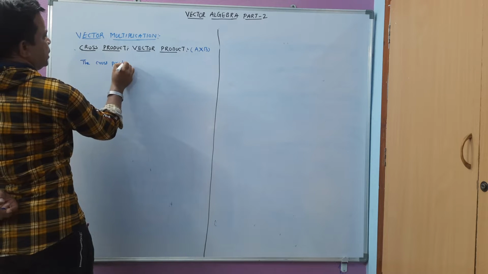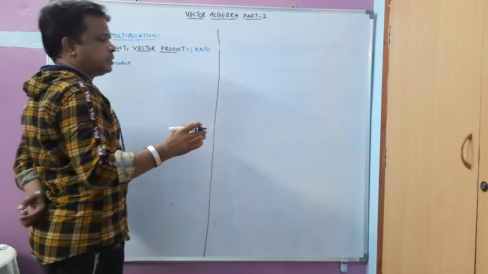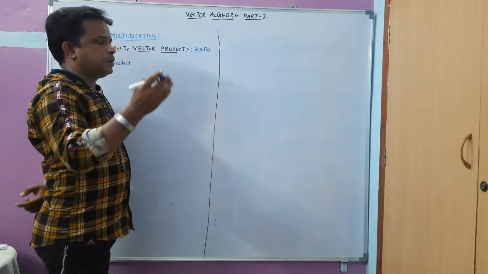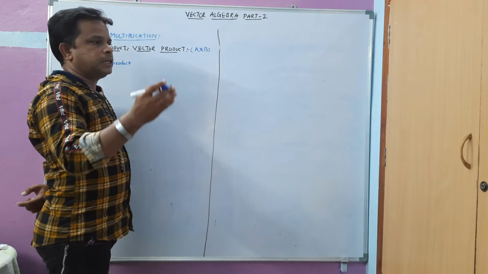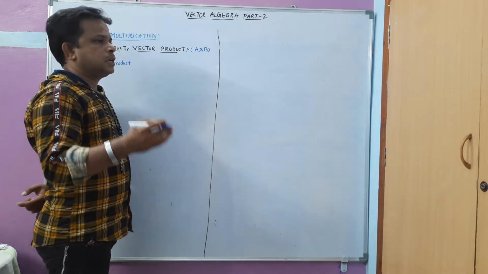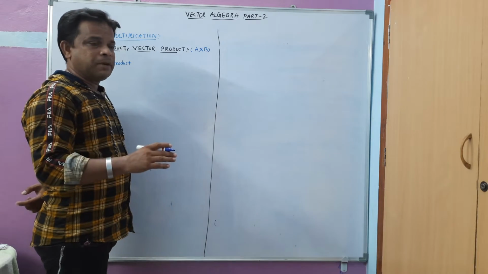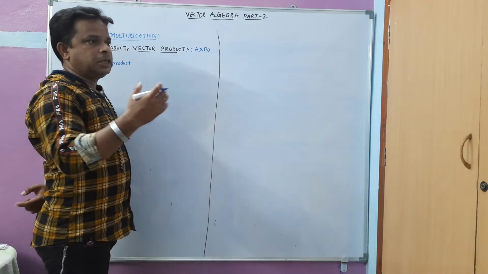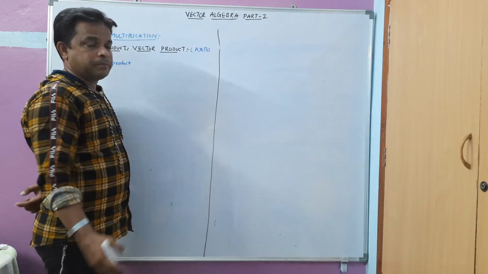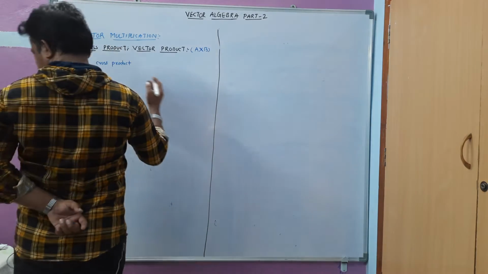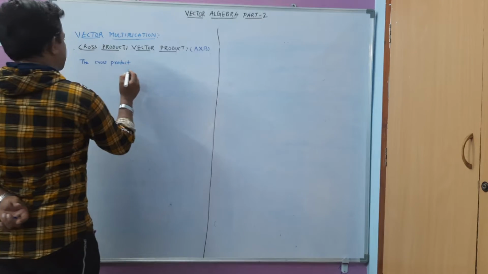So I can write the simple definition also: A cross B is given as mod A mod B sin theta of AB into AN, that is, the product of their magnitudes and the sine of the angle between them and the unit normal vector perpendicular to the plane containing vectors A and B.